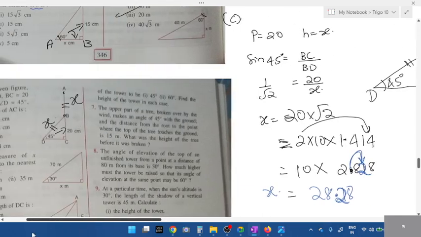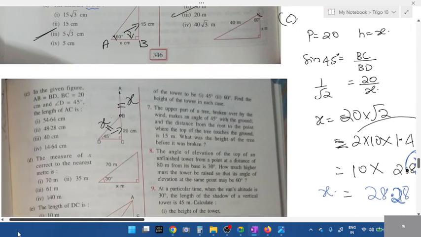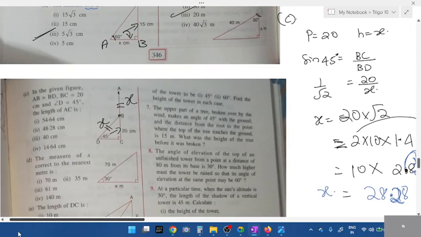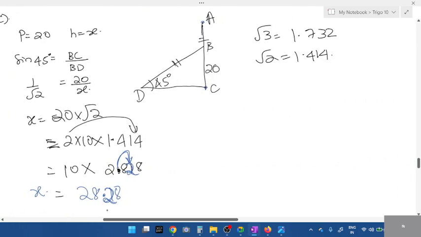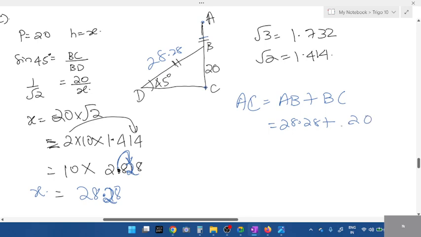There is no option yet because what are we supposed to find? The length of AC. What is it made of? AC is made of two parts, right? AB plus BC. If DB is 28.28, what is AB value, students? Both are equal. What is AB value? 28.28. BC is 20. What's the answer? 48.28 meters.